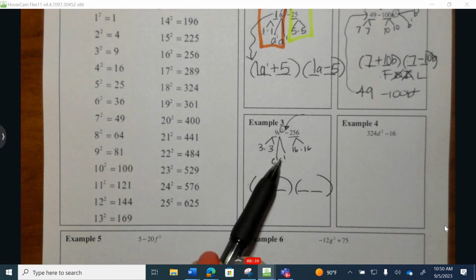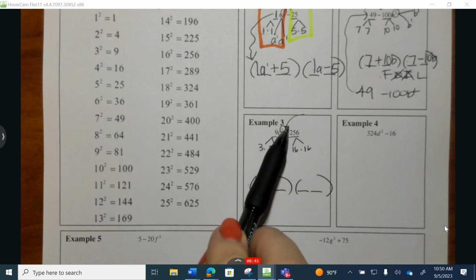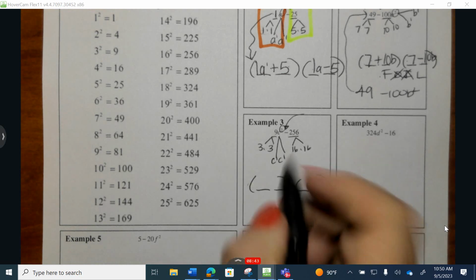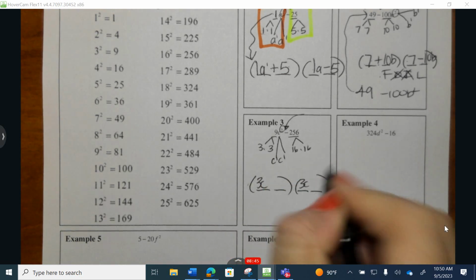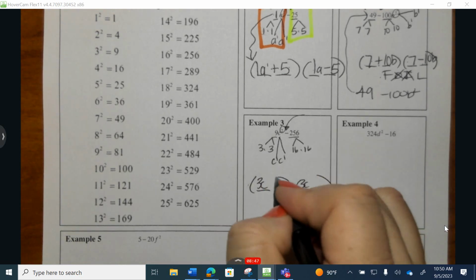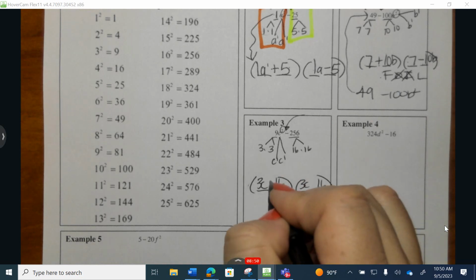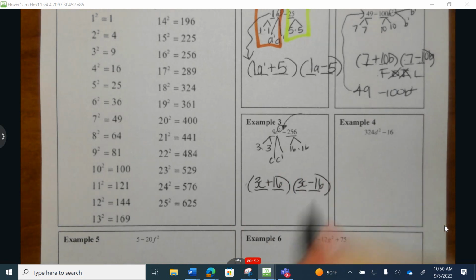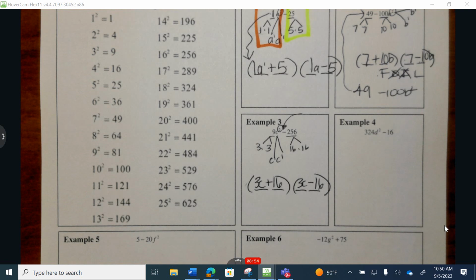The 3's and the c's are in front. I know they're in the front because they're to the left of the subtraction sign. The 16's are in back. It does not matter which one you put a positive in and which one you put a negative, as long as one's positive and one is negative. We're going to go on to example number 4.